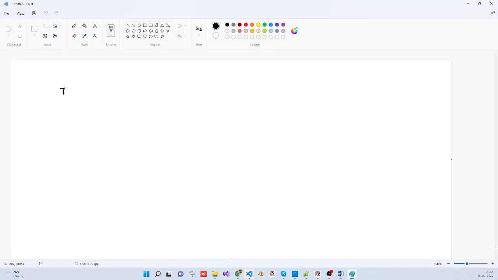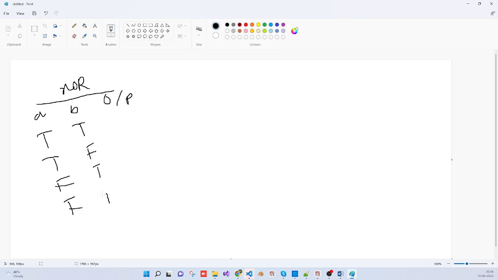Okay, XOR truth table: A, B, output. True, true, false. True, false, true. False, true, true. False, false, false. So this is the XOR output: false, true, true, false.